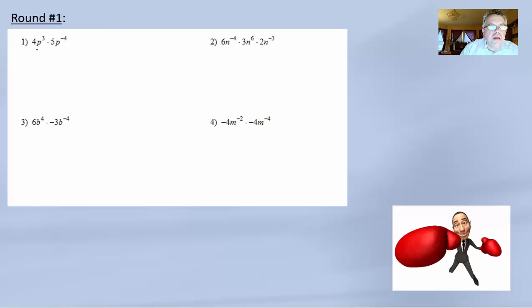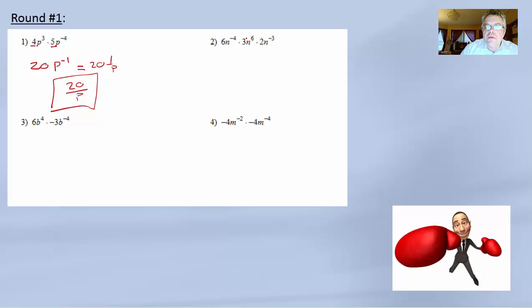So just like we did in class, multiply the numbers first. We have a 4 times 5 is 20. This is all multiplication, so we can multiply in any order we want. So we'll do the 4 times 5 first. Then we have p to the third times p to the negative fourth. When you add those exponents, you get negative 1. Okay, now we like to rewrite things with positive exponents. So this is 20 times 1 over p, or just 20 over p. Okay, that's the best way to write it, right there.